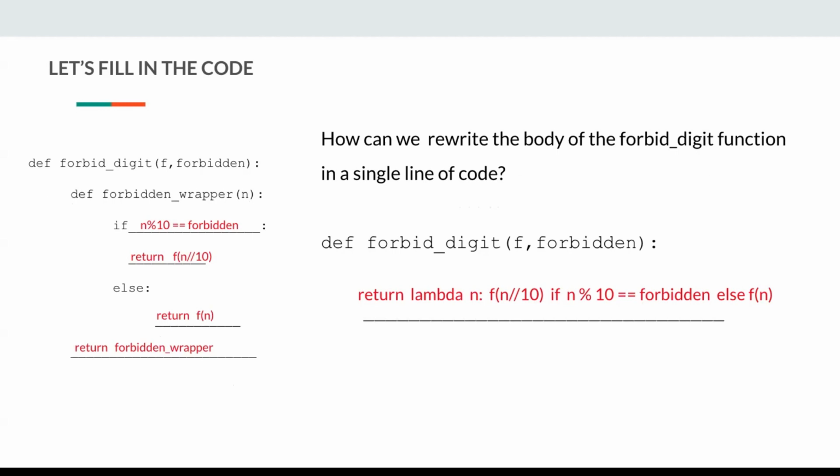If we walk through that on our slides, we can see our return value if the if clause is true. Our if clause is n mod 10 equals forbidden. It's the condition that we're checking for. And then this is our return value if that if clause evaluates to false. So it's just a way to write an if else statement on one line.